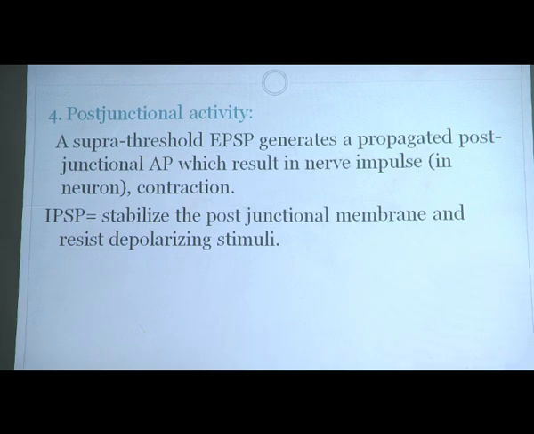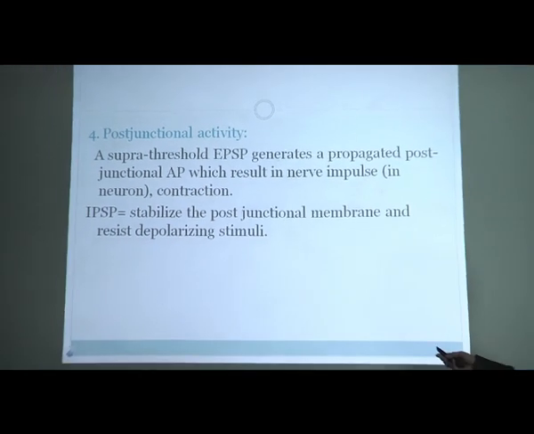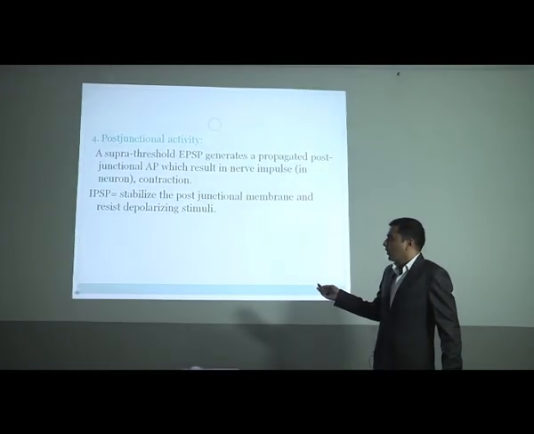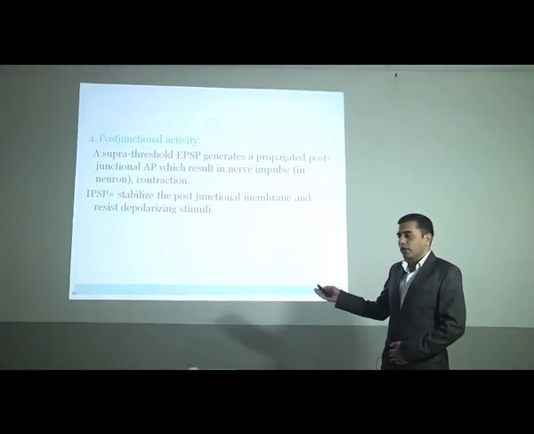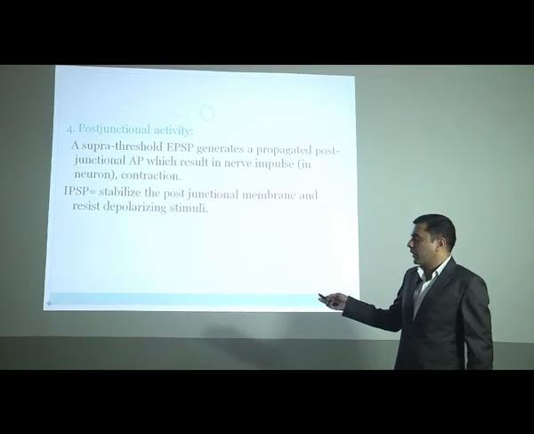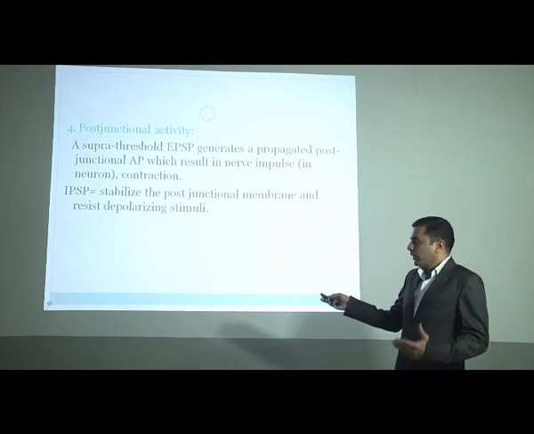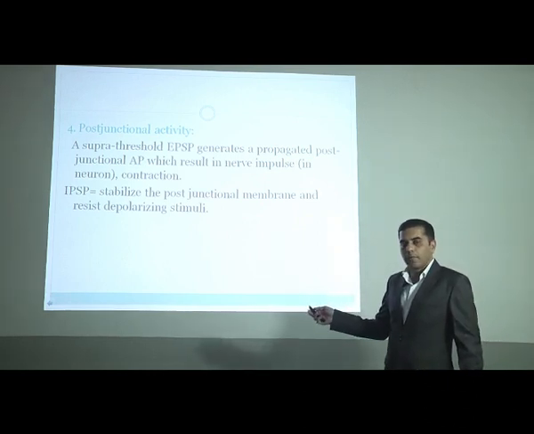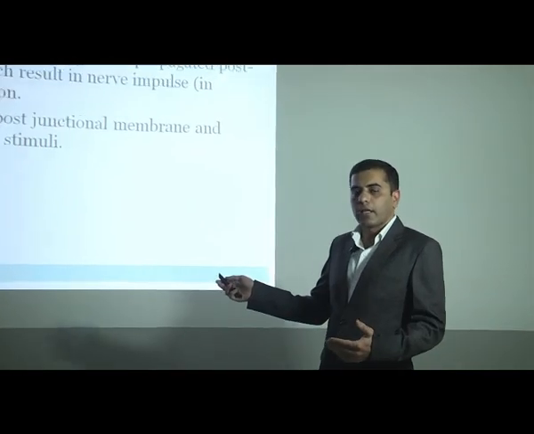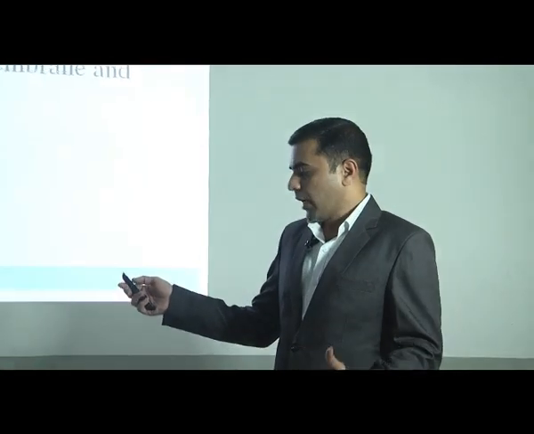Post-junctional activity is nothing but, depending on the nature of the neurotransmitter, when it binds to that particular receptor, it shows EPSPs or IPSPs. If EPSPs are there, it is responsible for generating a propagated post-junctional action potential, which results in increased nerve impulses and leads to increased contraction. Whereas IPSPs stabilize the post-junctional membrane and cause resistance to depolarizing stimuli. It means that it inhibits the depolarization state and causes increased hyperpolarization.